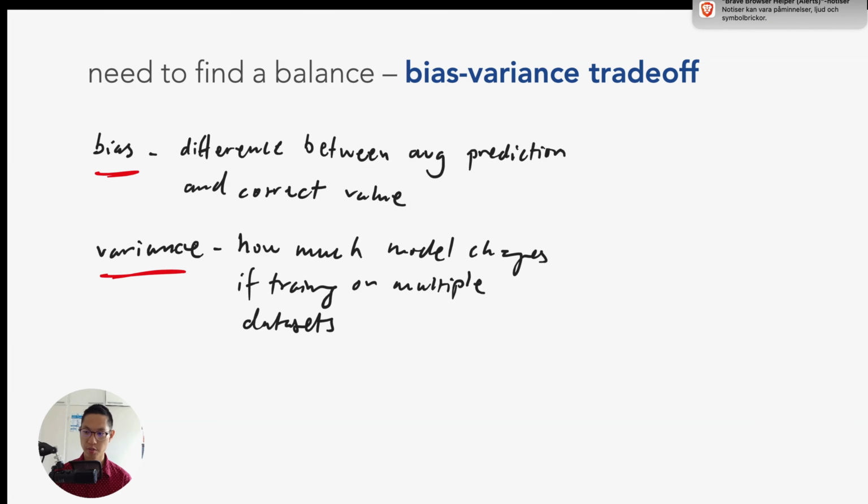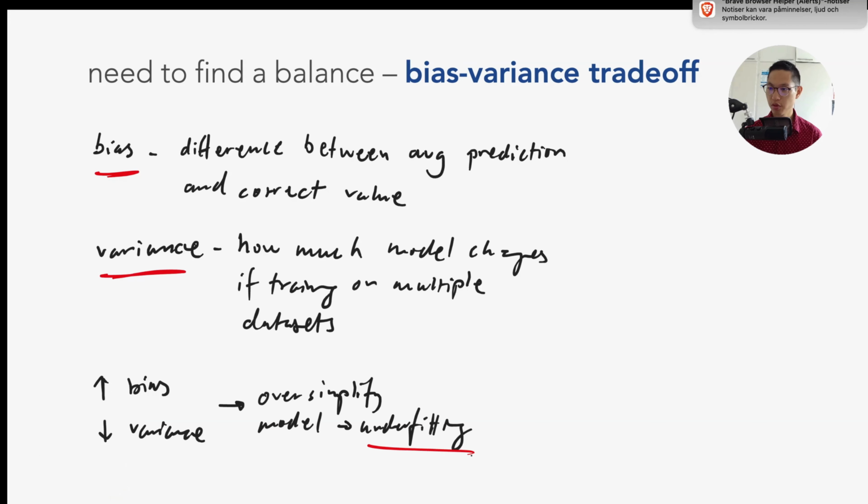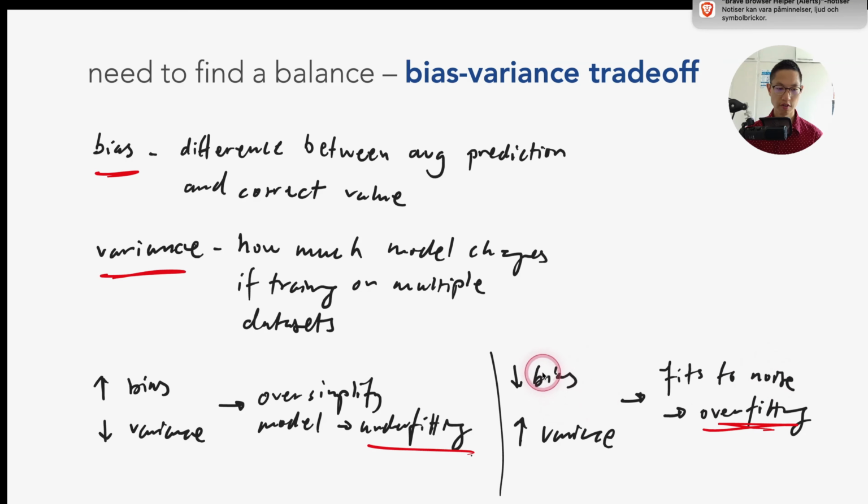And as you saw before, when you have higher bias, you have a simpler model, and when you have lower bias and higher variance, you have a more complex model. You need to find a model that is not too complex and not too simple. That is the main idea to pick from here. If we have high bias and low variance, we oversimplify the model. It's underfitting. While if we have low bias and very high variance, it fits to noise and we get overfitting. This is the main idea to bring with you.